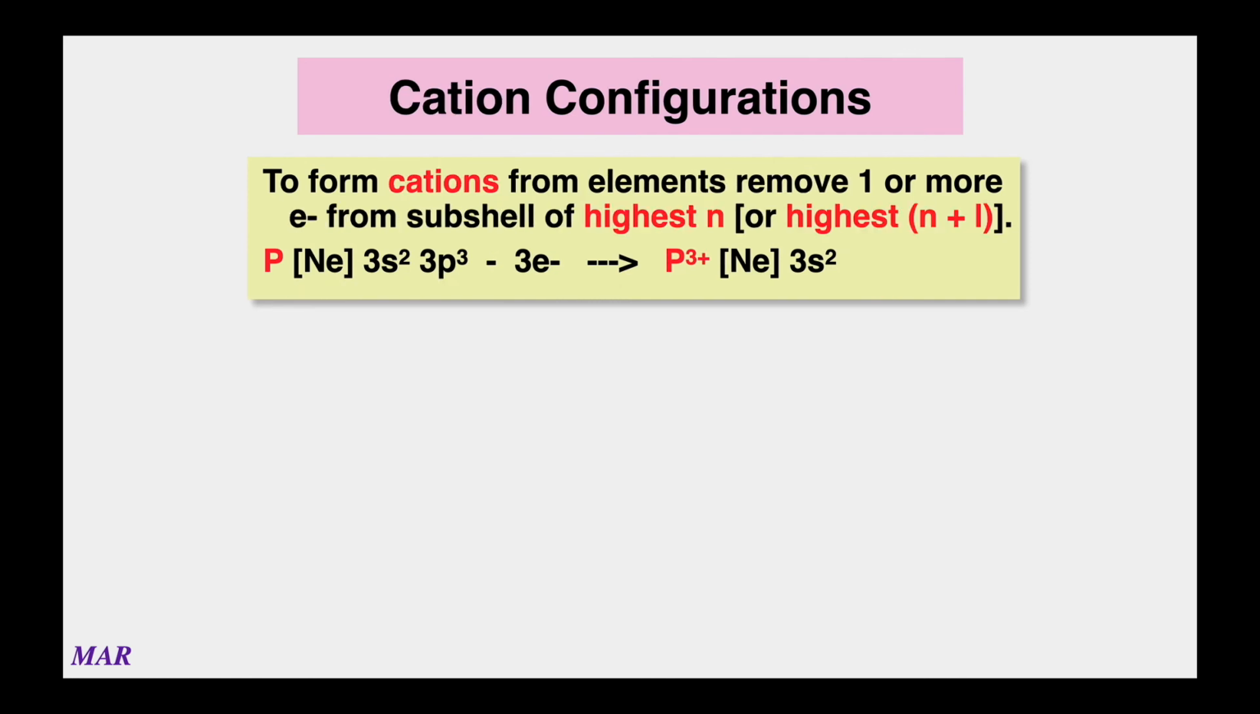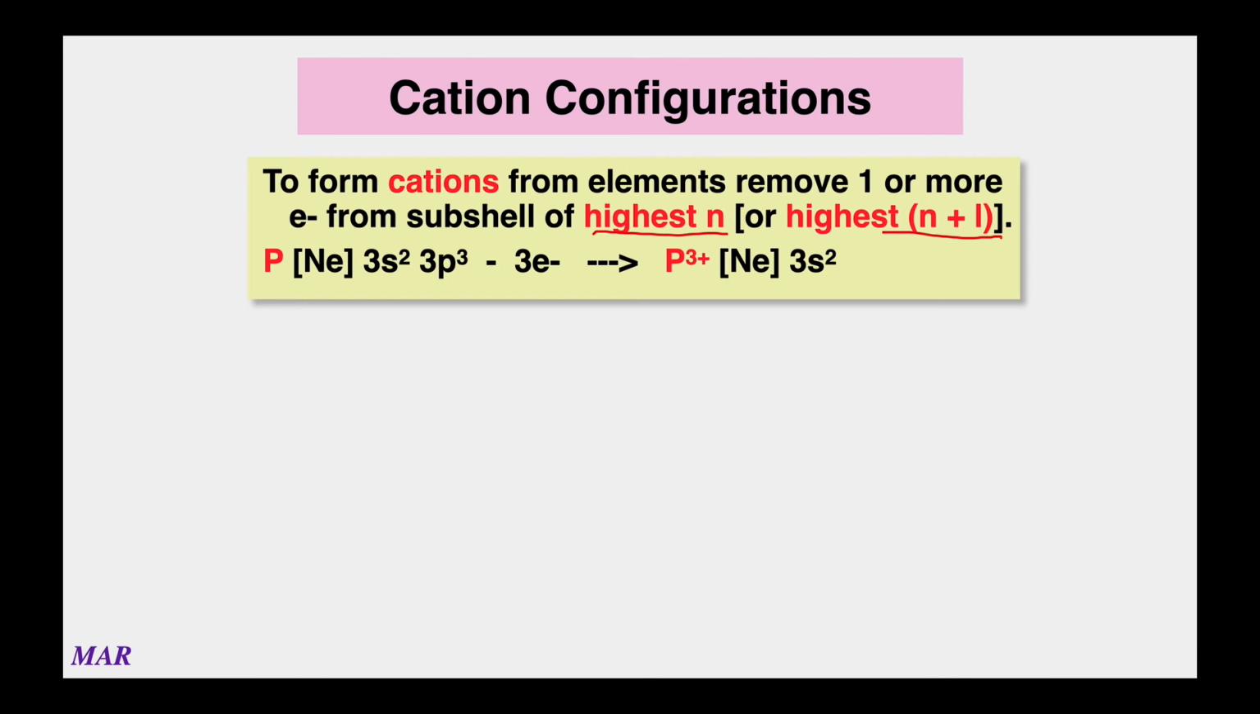Cations, the positive ions of the atom. What you want to do in these cases is take away electrons from a configuration. And the rule is a little strange. I want to focus on that. You want to take it from the highest n, and if there's a tie, then you take it from highest n plus l.